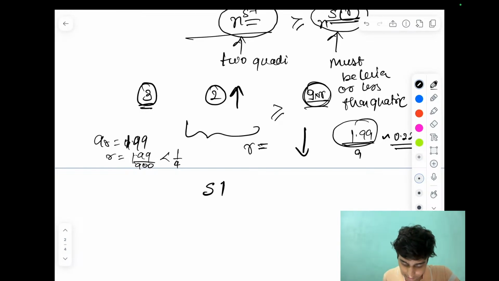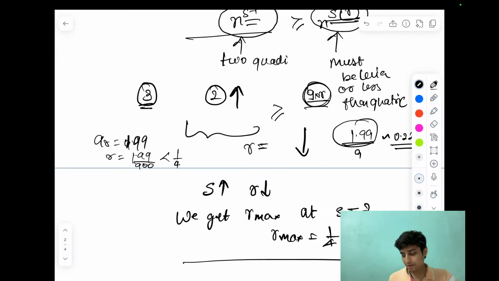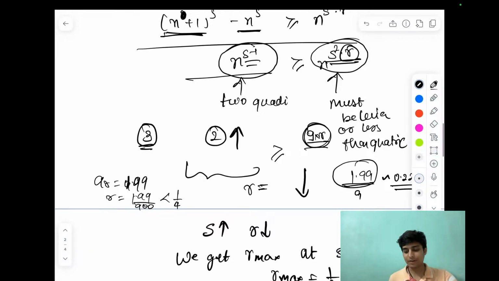And this value of R will keep on decreasing as we increase S. So S increases, R decreases, so we get R max at S equals 2, and then R max comes out to be 1 by 4. We have checked it for this, meaning this function is increasing.